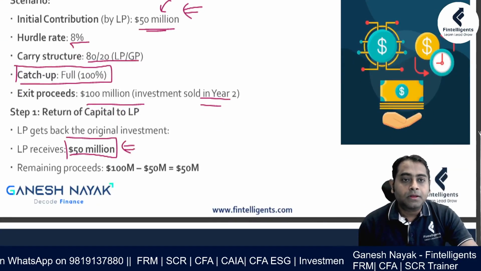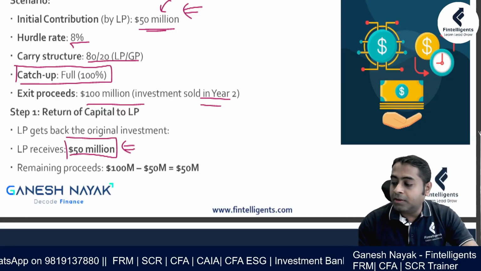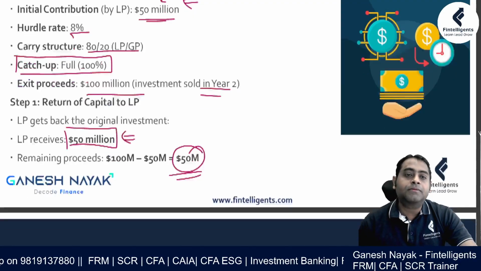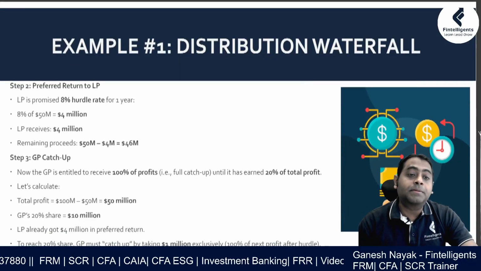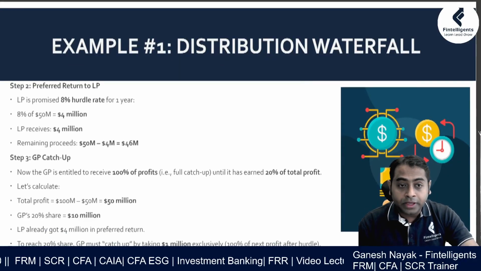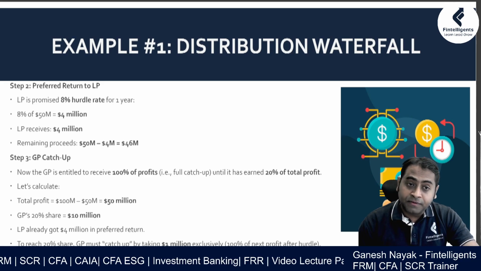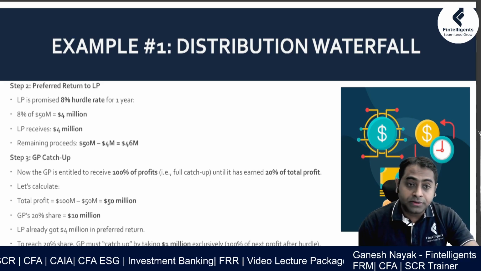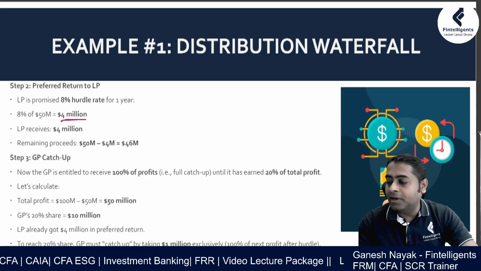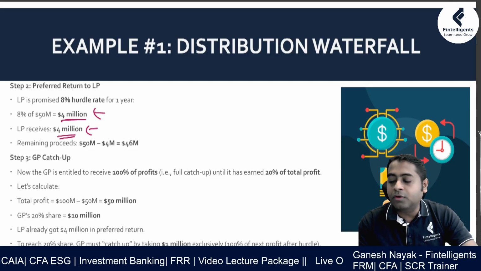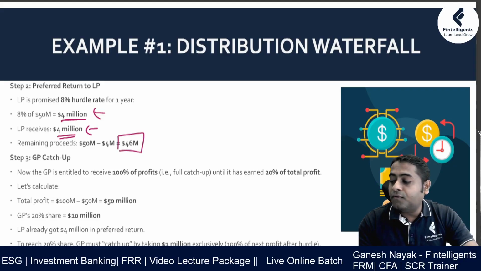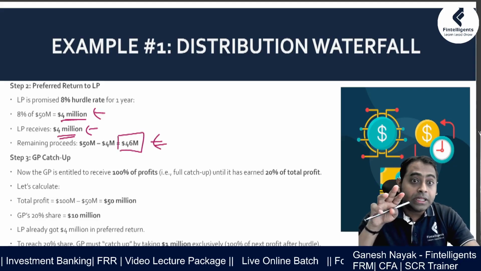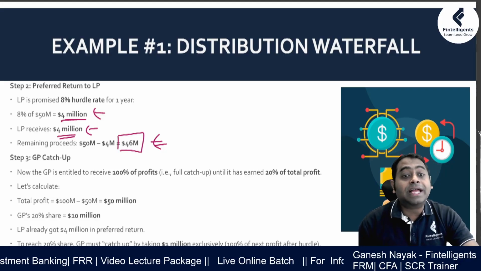Once the original capital is paid, your remaining profit is $50 million. Second step, you will calculate the 8% hurdle rate. On your initial investment of $50 million, what is going to be the 8%? It comes to around $4 million. So you are going to pay the $4 million from that remaining $50 million. What is left? $46 million. Now the third step, which is the catch-up step.